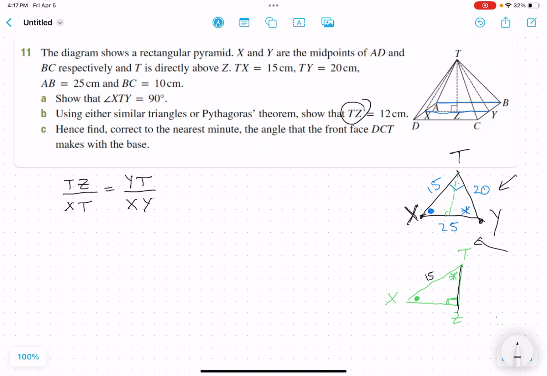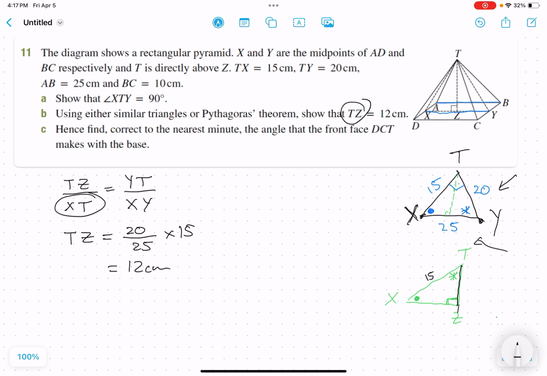If I put all those numbers in, TZ equals YT, which is 20, over XY, which is 25, and then I multiply by XT, which we know is 15. So 20 on 25 multiplied by 15, hopefully you can check we do get 12 centimetres. So that's just showing by similarity.